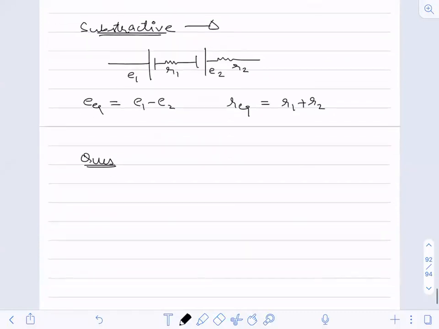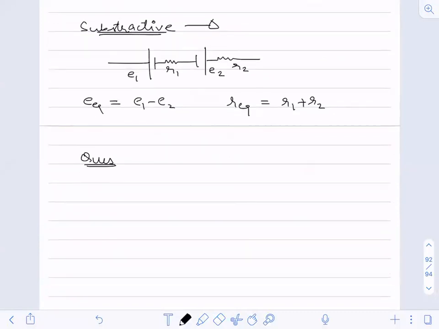Now the question is, we have a battery with its internal resistance, then again a battery and its internal resistance. Suppose this is 10 volt, this is 20 volt, and this is 2 ohms and this is 1 ohm. So you tell me, what is its equivalent EMF?